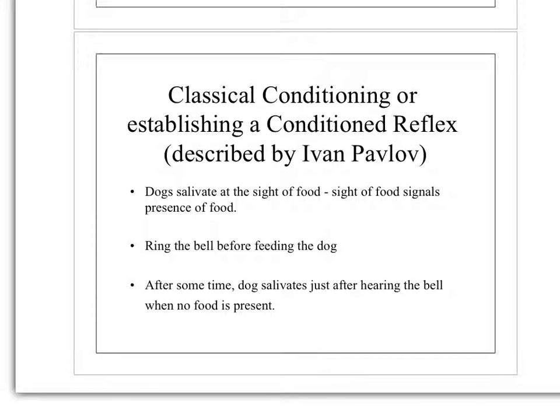There's this classical conditioning. This was big back then. There was Ivan Pavlov. Dogs salivate at the sight of food. I'm going to show you actually a model that's a little bit better later. But the sight of the food signals salivation.